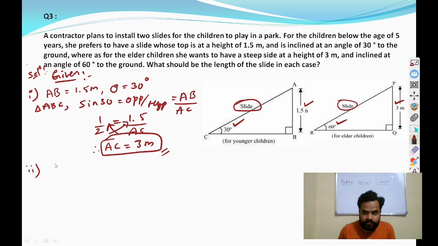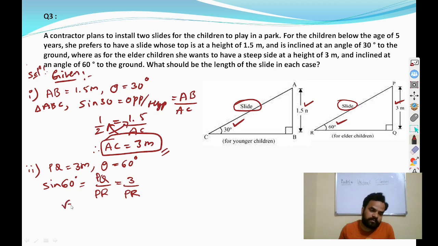in second condition what is given here, PQ is equals to 3 meter and theta is equals to 60 degrees. Sin theta remains same, we need to take sine only. So sine of 60 degree is equals to, what is the ratio again, opposite by hypotenuse, that is PQ by PR in this case, right? So PQ is how much? 3 by PR as it is. So the value of sine 60 is root 3 by 2. Root 3 by 2 is equals to 3 by PR. This implies PR is equals to 6 by root 3.